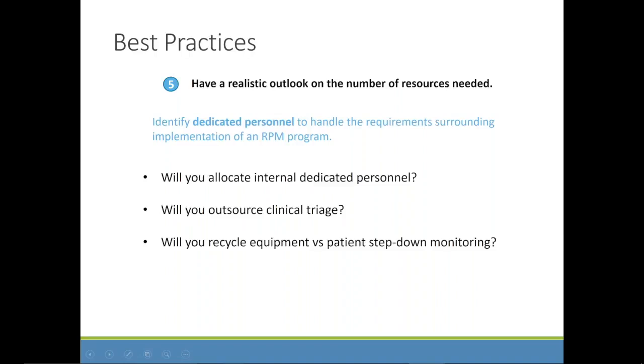It all starts with the program champion. In fact, I suggest that you also identify someone in place to be the program champion's assistant. And the reason being, there's a lot of flux and change in organizations, so you want to make sure you have a person in charge and then a backup. That's key. Also, you want to make sure you have a plan for monitoring alerts.